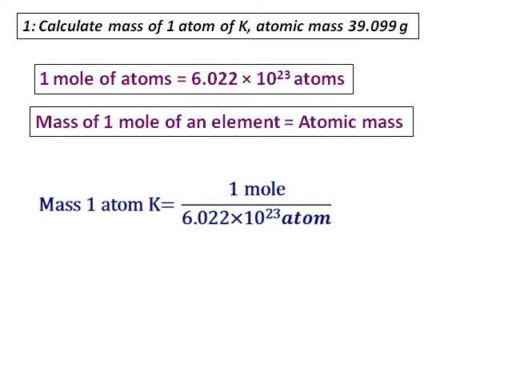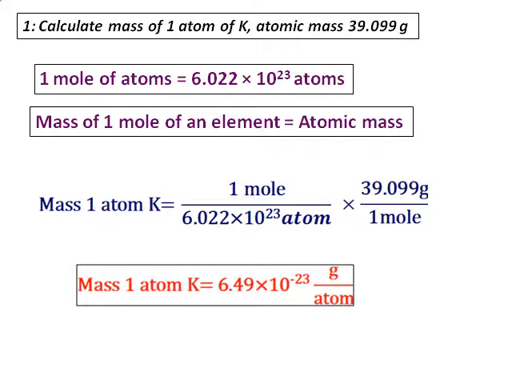So let's see how many atoms are there in 1 mole. The first step is 1 mole has 6.022 × 10^23 atoms. And in order to convert it into grams, multiply by the mass of 1 mole of potassium, that is 39.099 grams. And you can see that the moles get cancelled and the answer comes in the unit of grams per atom. So 6.49 × 10^-23 grams is the mass of one atom of potassium.